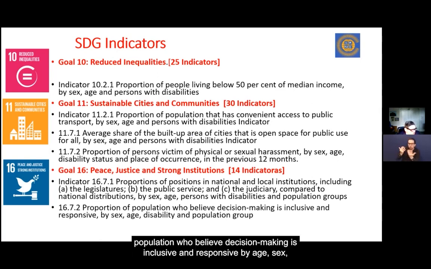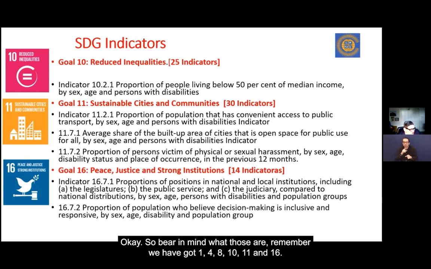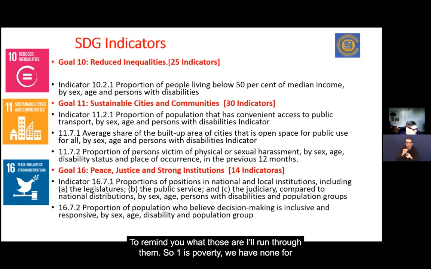And the proportion of population who believe decision-making is inclusive and responsive by age, sex, disability. So this is going to be a survey rather than an indicator. Okay, so bear in mind what those are. Remember, we've got 1, 4, 8, 10, 11, and 16. And to remind you what those are, I'll run through them.